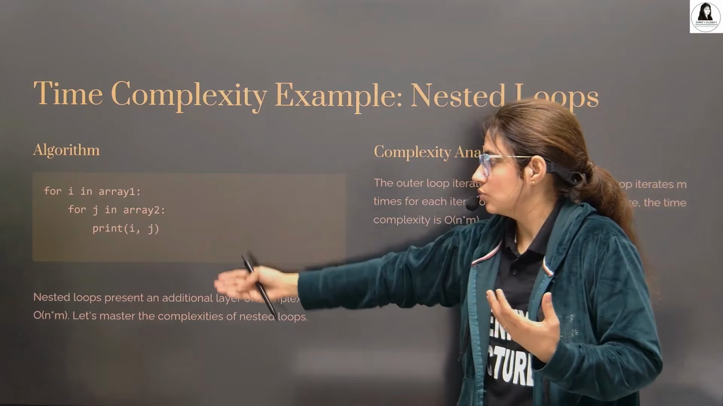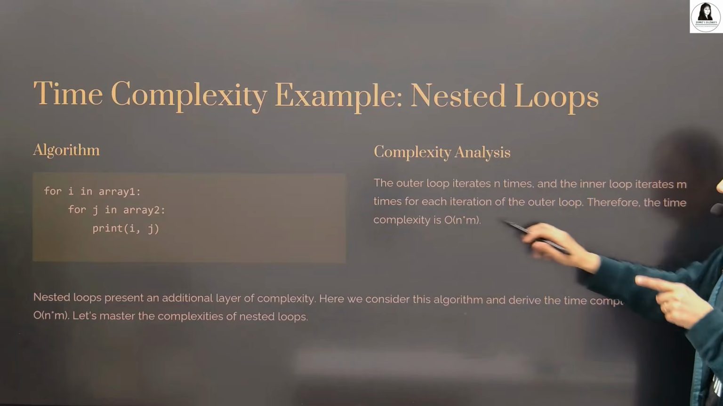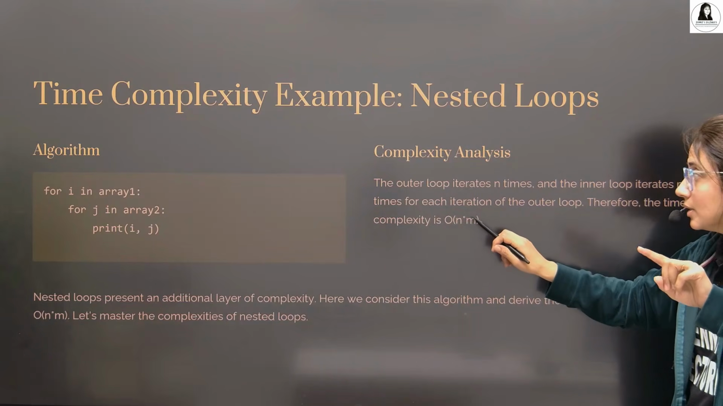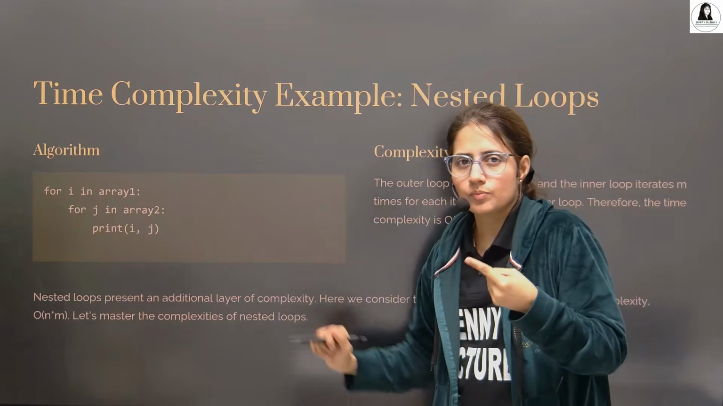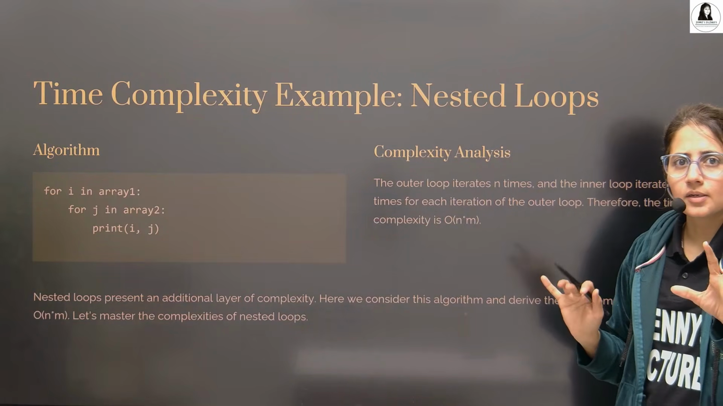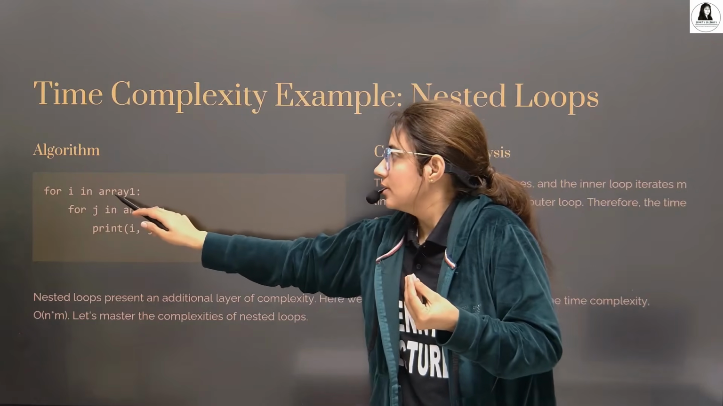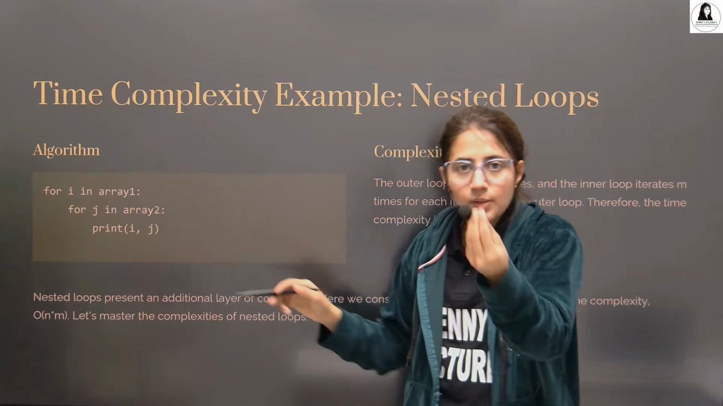These are nested loops, so time complexity would be n square. The outer loop iterates n times and the inner loop iterates n times for each iteration of the outer loop. I hope you understand this line. So the time complexity is n into n. Here it's n into m because the arrays are different. I mean, the input is different.